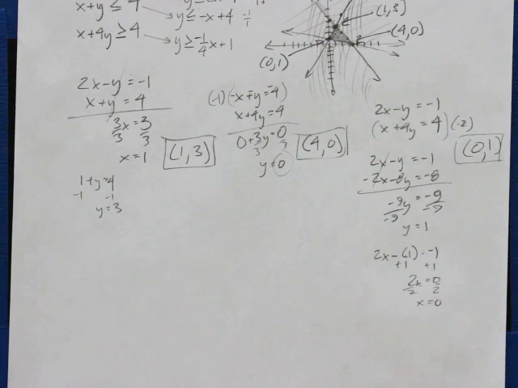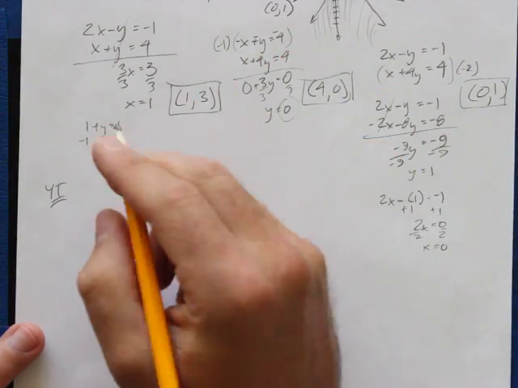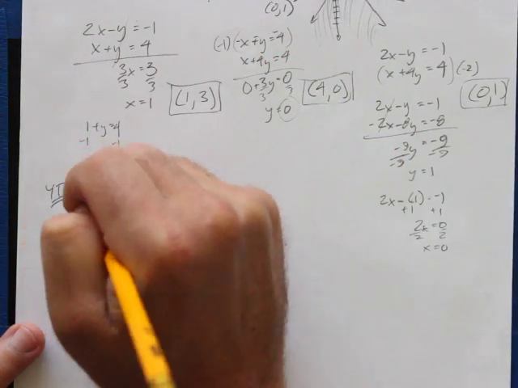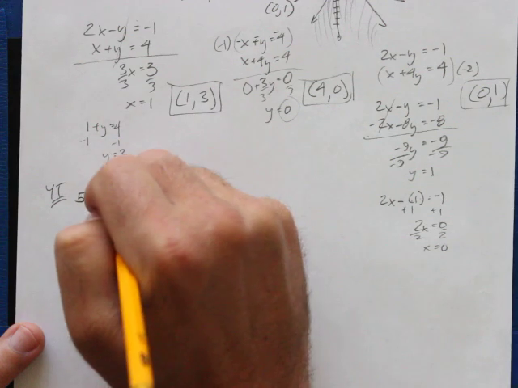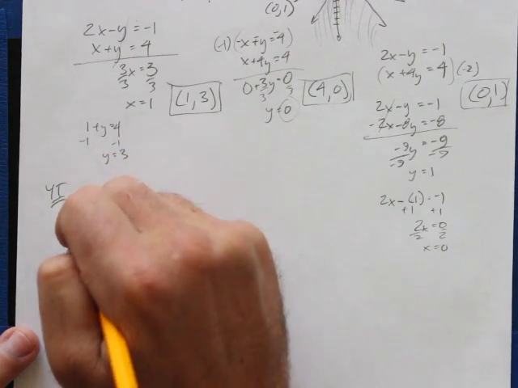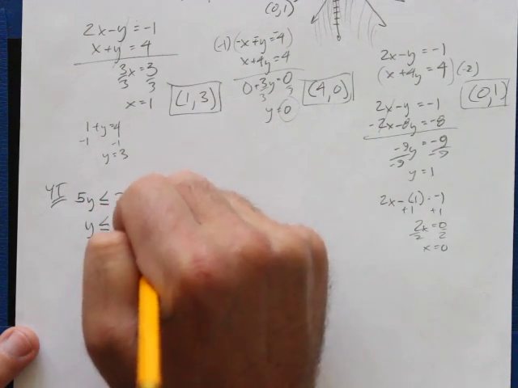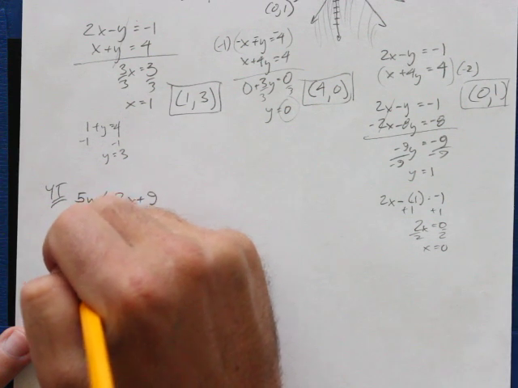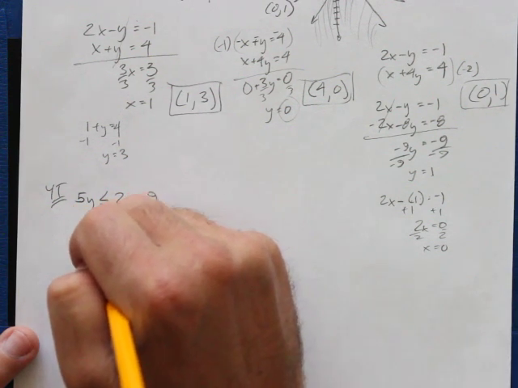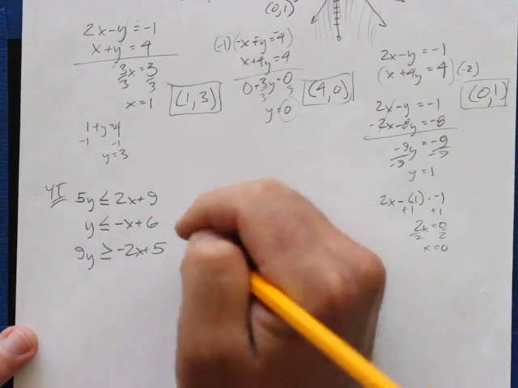Let's have you do one on your own. You try. 5y is less than or equal to 2x plus 9. Y is less than or equal to negative x plus 6. And 9y is greater than or equal to negative 2x plus 5.